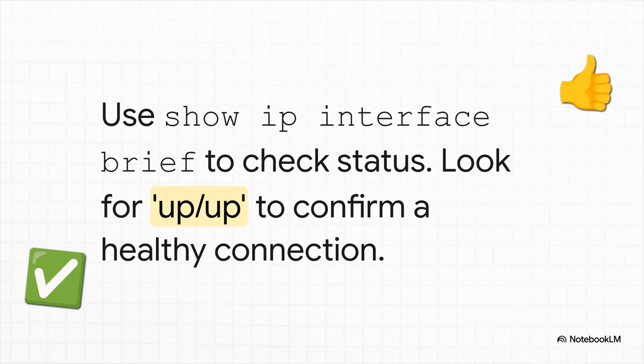So how do you know if it actually worked? Well, let me introduce you to one of the most useful commands you will ever learn. Show IP interface brief. It gives you a perfect, quick summary of all your interfaces, their IP addresses, and most importantly, their status. What you're looking for is up in both the status and protocol columns. That means everything is healthy.